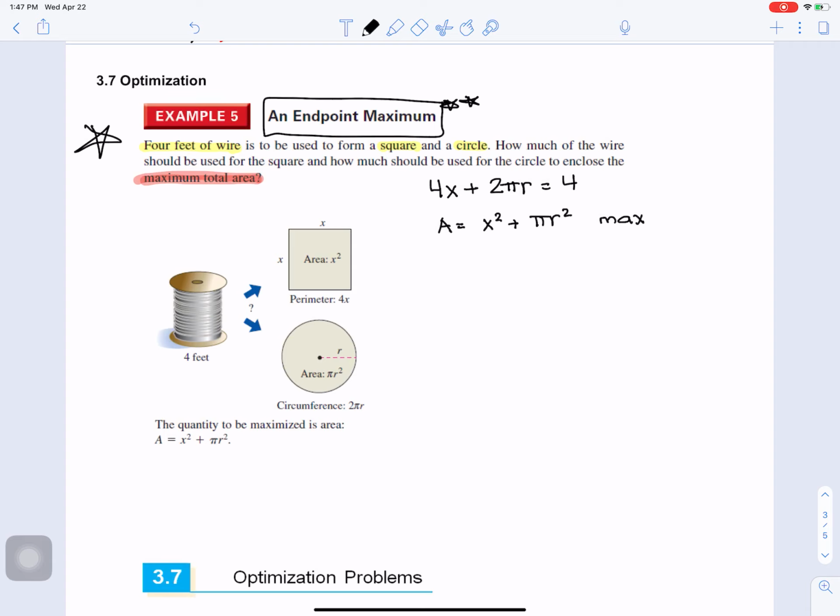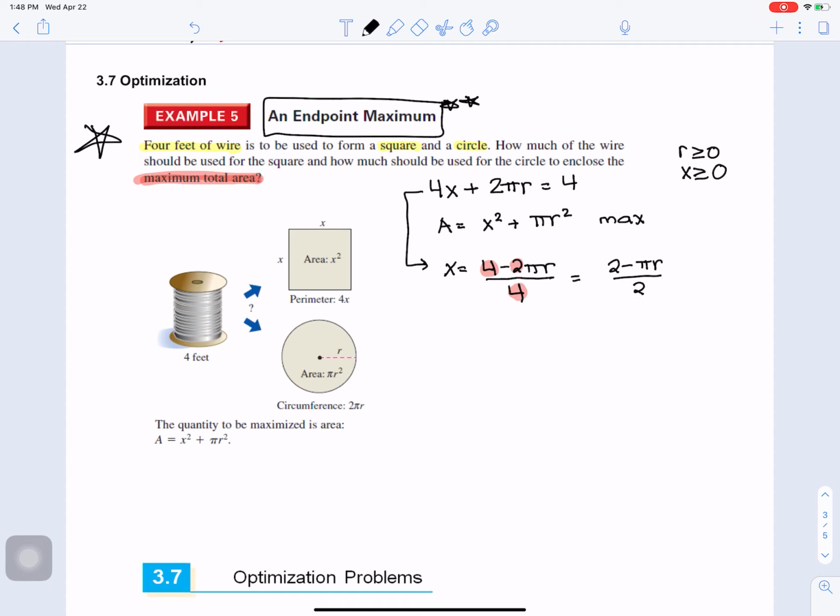Okay, so we know that r has to be greater than or equal to 0, and x has to be greater than or equal to 0. We're going to take our secondary equation and isolate for one of the variables. It doesn't matter which one you isolate for; here I isolate for x. So I get x by itself, which means I subtract 2 pi r from both sides and then divide by 4. We notice that these coefficients are all divisible by 2, so I'm going to clean that up and divide all of them by 2.